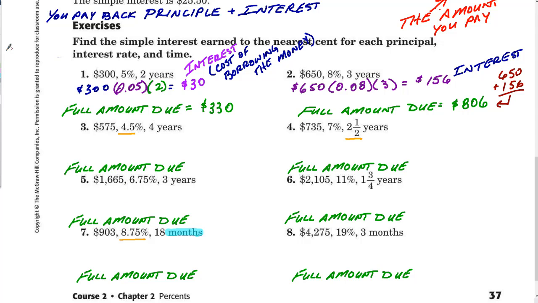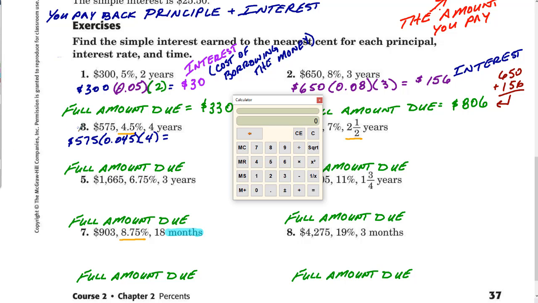Number 3, you borrow $575. You keep it, you pay 4.5% interest, so 0.045. You keep it for 4 years. Once we've set this out, it's a function of grabbing our calculator and multiplying the 575 times the 0.045. See that, $25.88, that would round up. That is what you pay in interest each year.